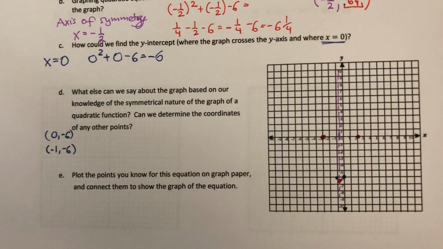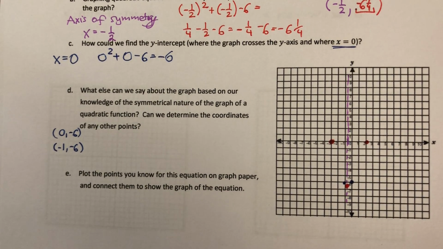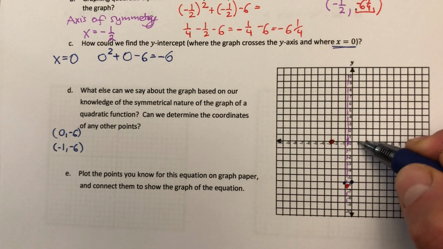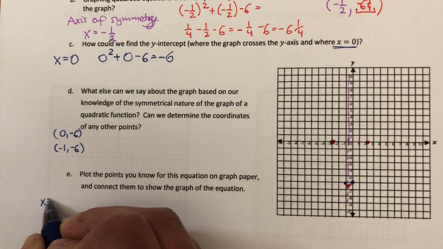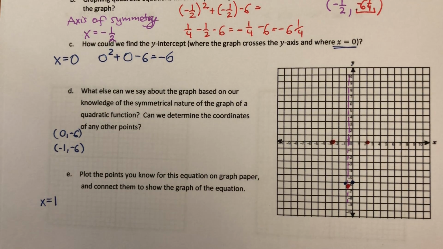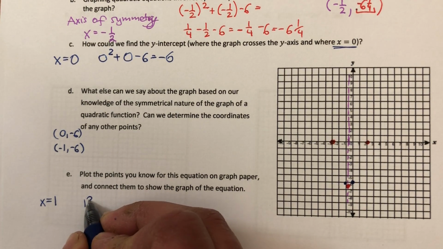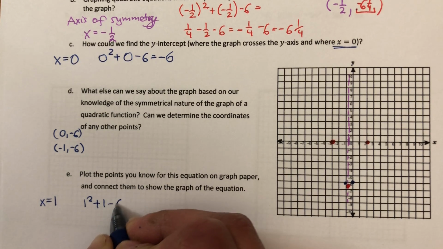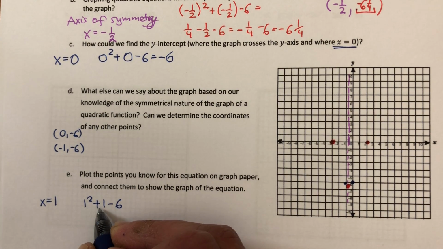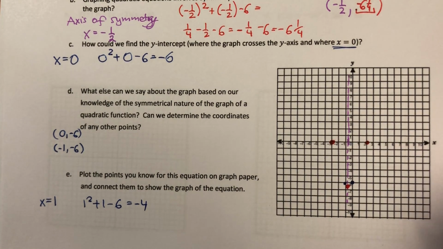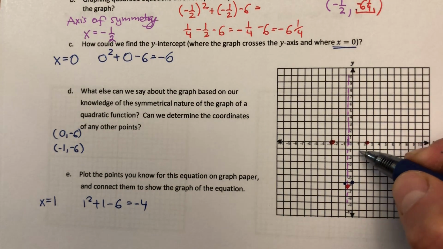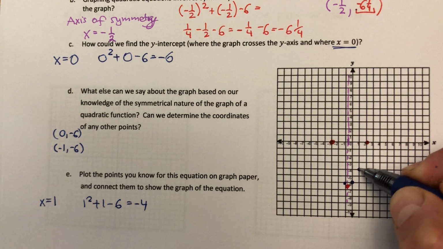We could figure out more points if we wanted to, because I could nicely plug in 1, so I could see what is happening if x is equal to 1. Well, that should be 1 squared plus 1 minus 6. 1 plus 1 is 2, 2 minus 6 is negative 4. So I would know that if x is equal to 1, y is equal to negative 4.